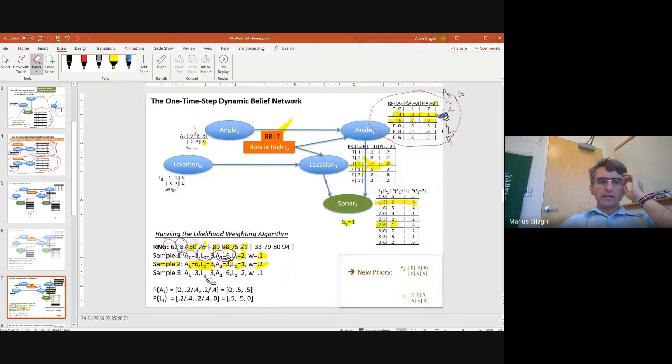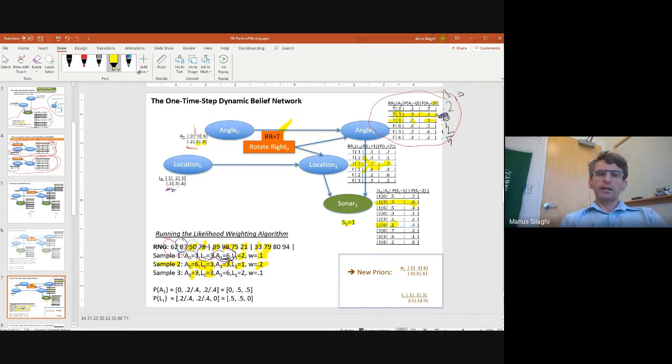Okay, and then the sample number 3. I'm running the last 3 numbers. So for 33, I'm again sampling the angle 0 at angle 3 because it's 2 plus 5. Then the number 79, I'm using to sample location 0, and that comes 3 plus 3 is 6. 7 is bigger than that, 79, so it's again location 3. Then we sample angle 1 with the number 80.